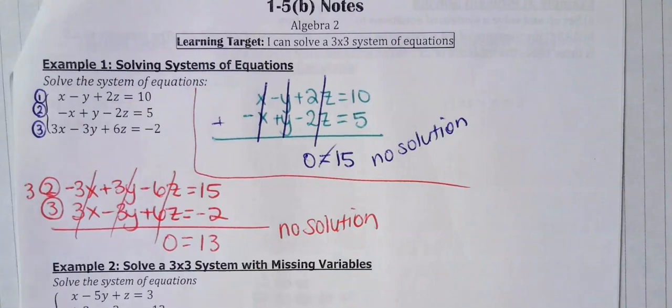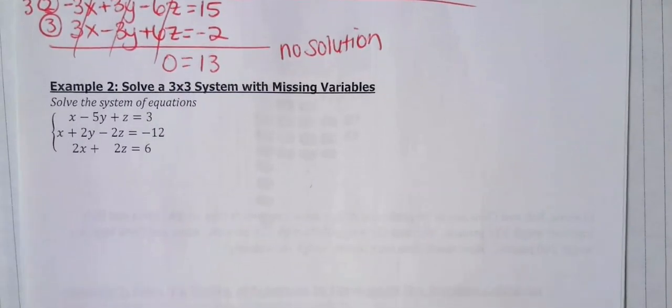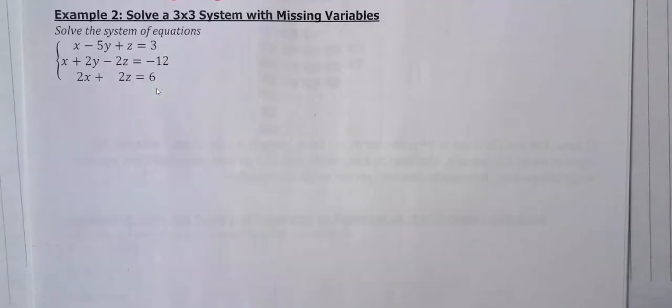Okay, is anybody having a question so far? Okay. Now, the next one I have here is a situation where not all the equations have all the variables. The first two equations have x, y, and z, but this third equation just has x. I'm just going to number these here real quick.